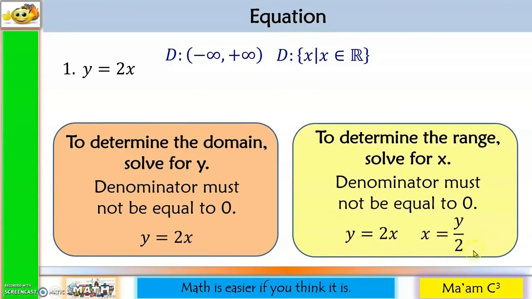We have a denominator here, but it is not a variable. It's a constant. So there is no value that can make our denominator 0. Again, we do not have restrictions. So our range is from negative infinity to positive infinity.